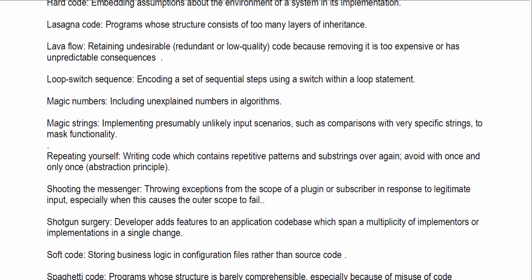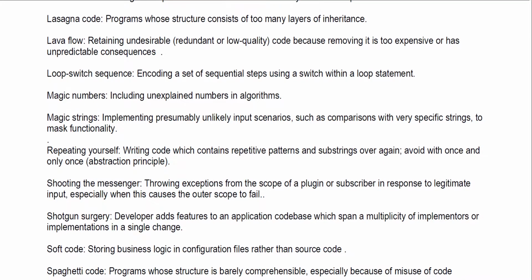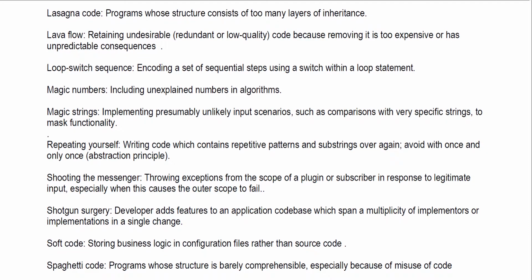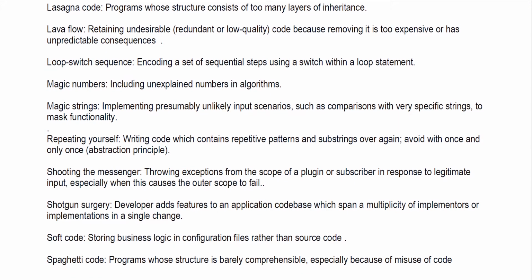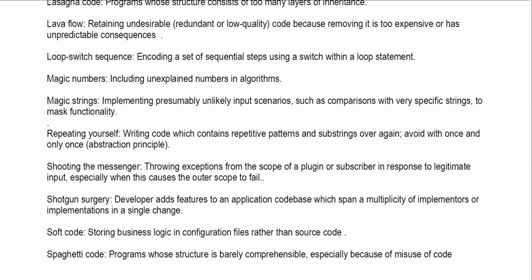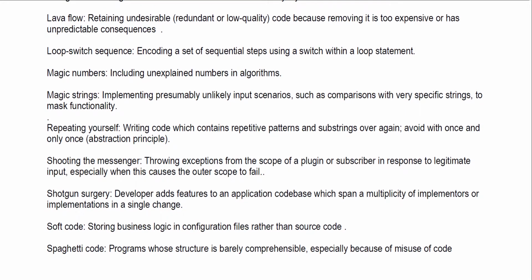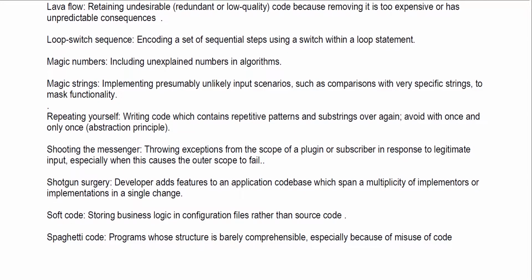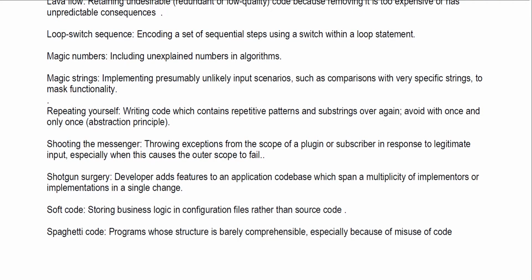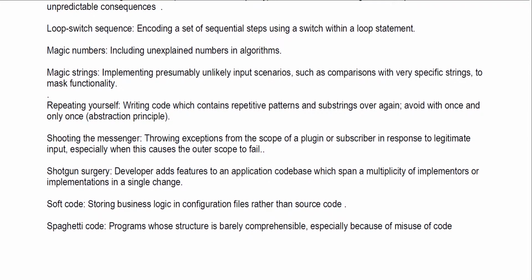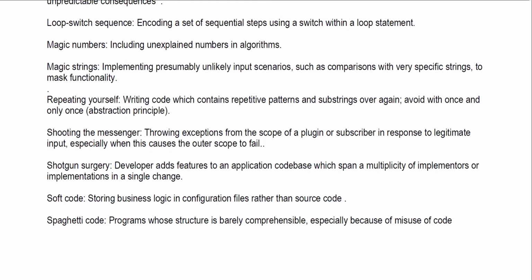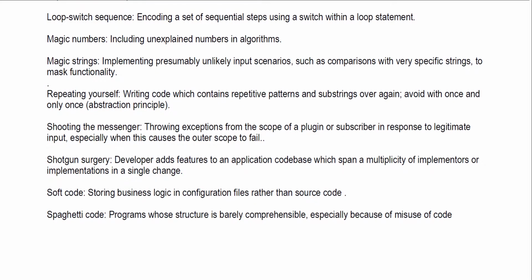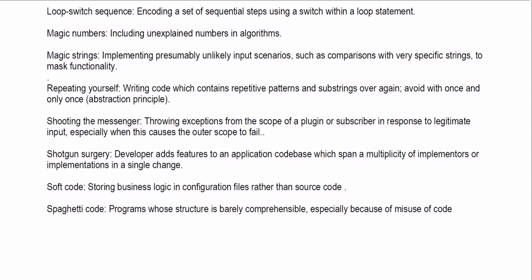Magic numbers, including unexplained numbers in algorithms. Magic strings, implementing presumably unlikely input scenarios, such as comparisons with very specific strings, to mask functionality. Repeating yourself, writing code which contains repetitive patterns and substrings over and over again. Avoid with the once and only once abstraction principle.